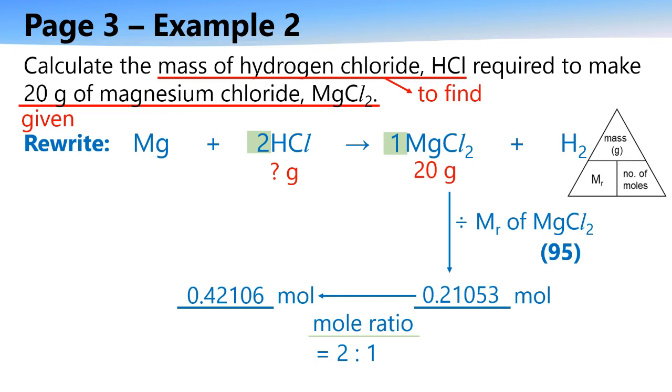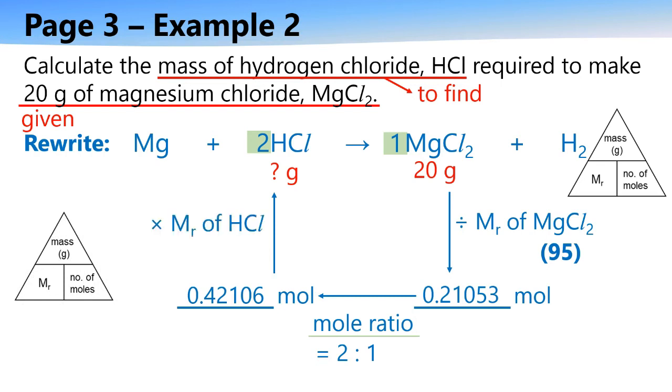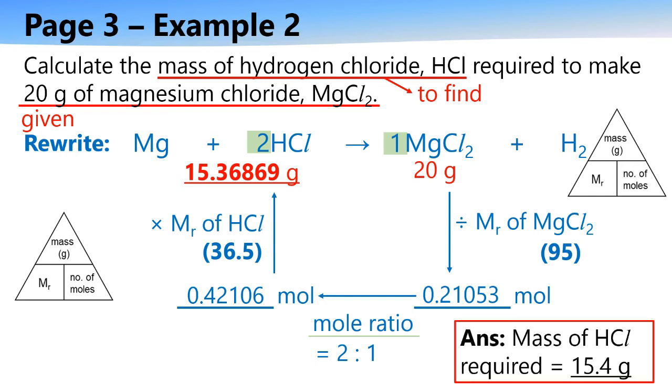Yes, it's a large number, but it's okay. Now that I have the moles, how do I find the mass? Same thing. I will multiply by the mR. So number of moles times the mR, I will get the mass. The mR of hydrogen chloride would be 36.5. So 0.42106 times 36.5, I will get 15.36869. It's such a big number. Of course, this was rough working. Final answer should be in 3 significant figures. So the final answer would be 15.4 grams.